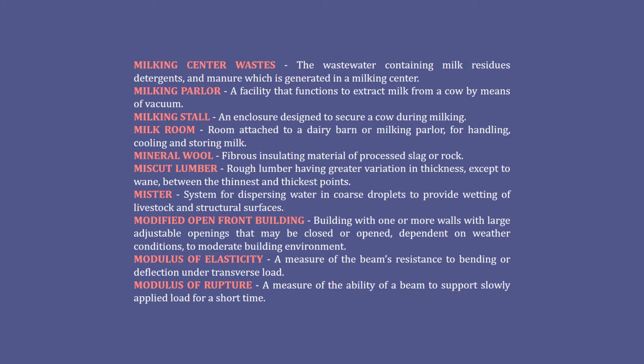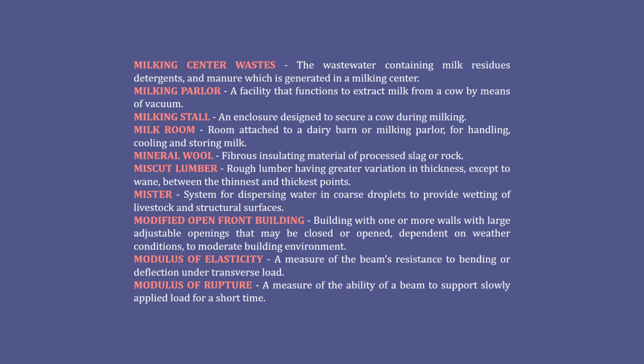Milking parlor. A facility that functions to extract milk from a cow by means of vacuum. Milking stall. An enclosure designed to secure a cow during milking. Milk room. Room attached to a dairy barn or milking parlor for handling, cooling and storing milk. Mineral wool. Fibrous insulating material of processed slag or rock. Miscut lumber. Rough lumber having greater variation in thickness, except to wane, between the thinnest and thickest points.